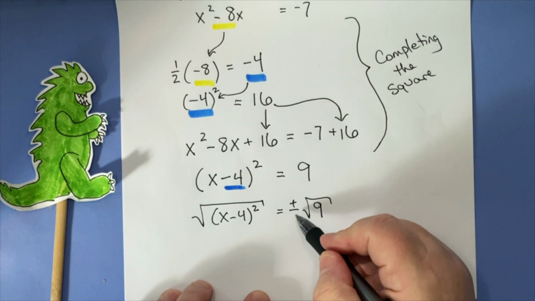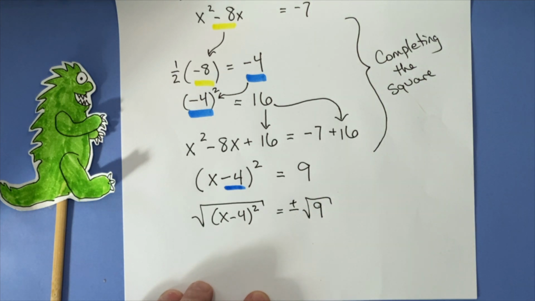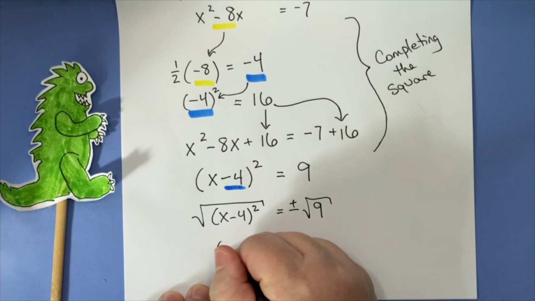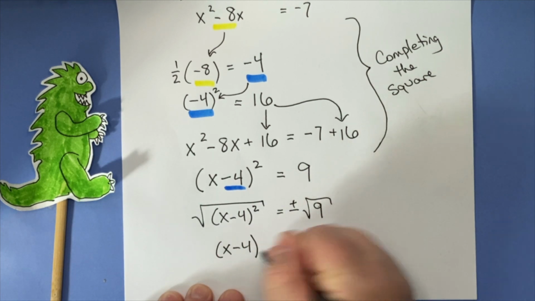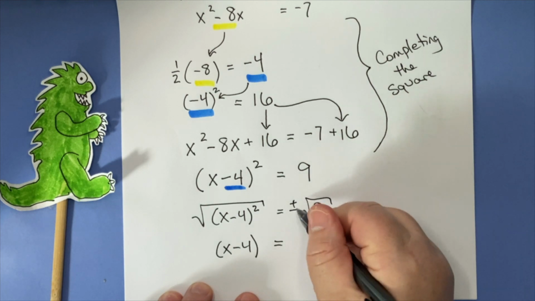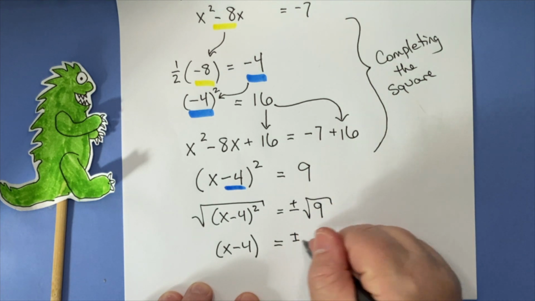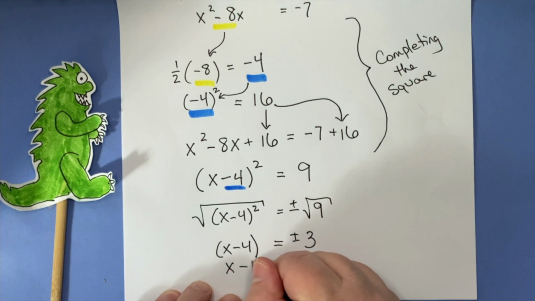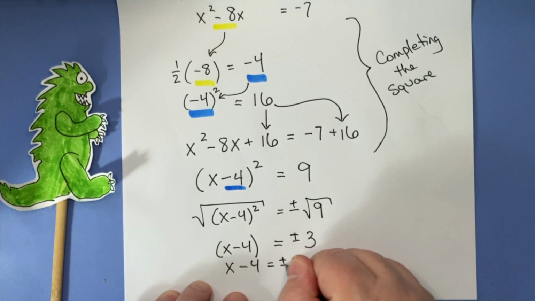Remember the plus or minus, that way we've got both. Over here on the left, the radical and the square undo each other, so I get x minus 4. And over here on the right, I get plus or minus radical 9, so that's plus or minus 3. And then all I need to do now is to isolate x. So I've got x minus 4 equals plus or minus 3.